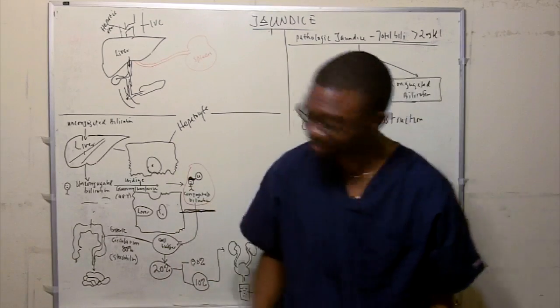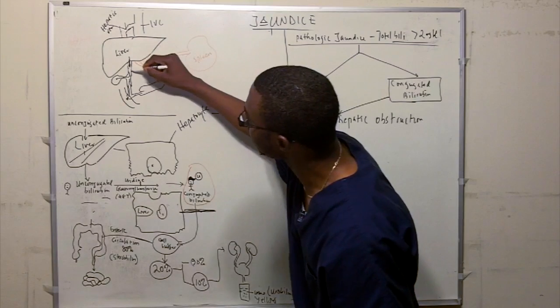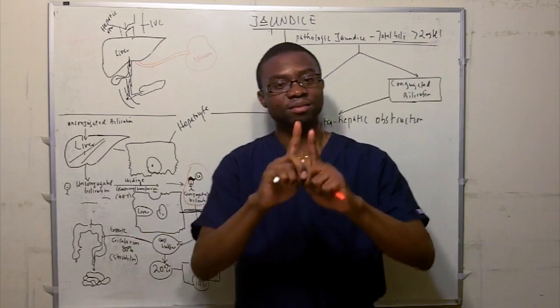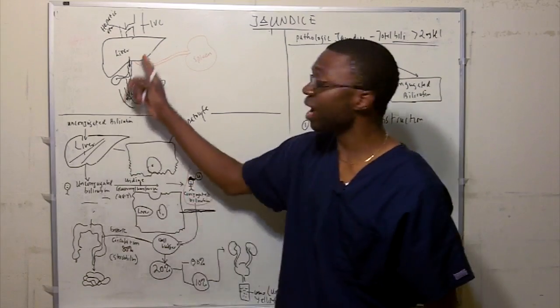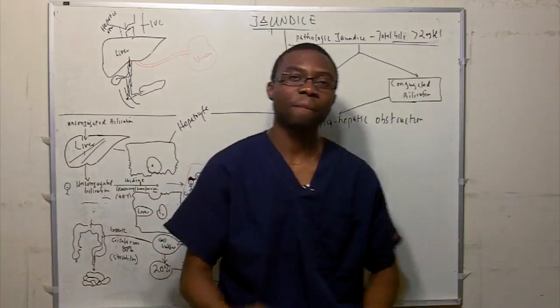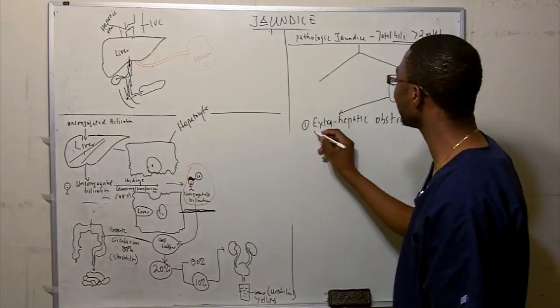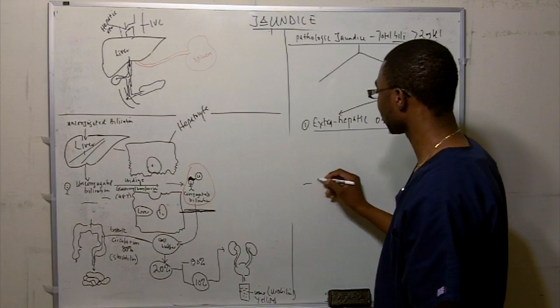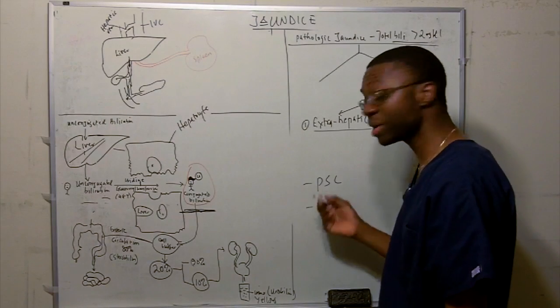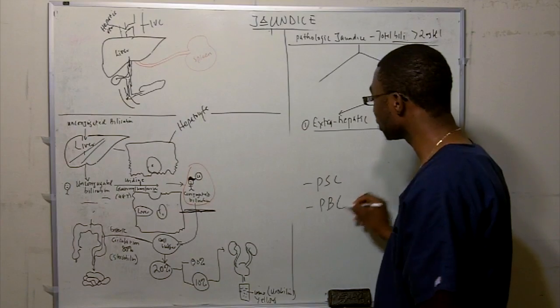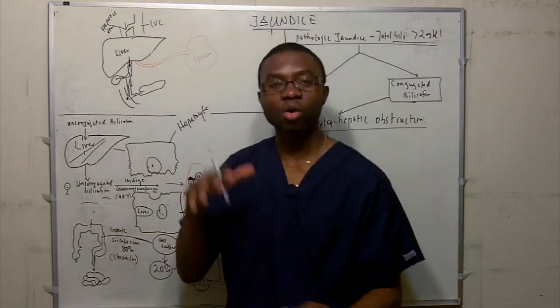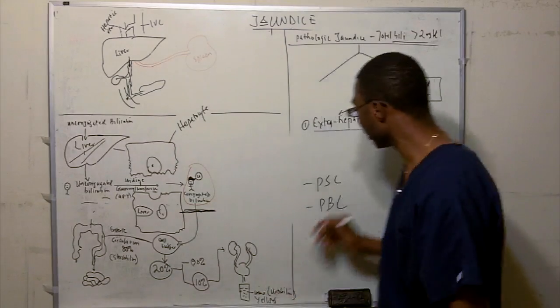Let's start. If I get strictures of the common bile ducts, like what? Primary sclerosing cholangitis, which we already made a lecture on. Primary biliary cirrhosis, intrahepatic autoimmune destruction, right? You want to know that.